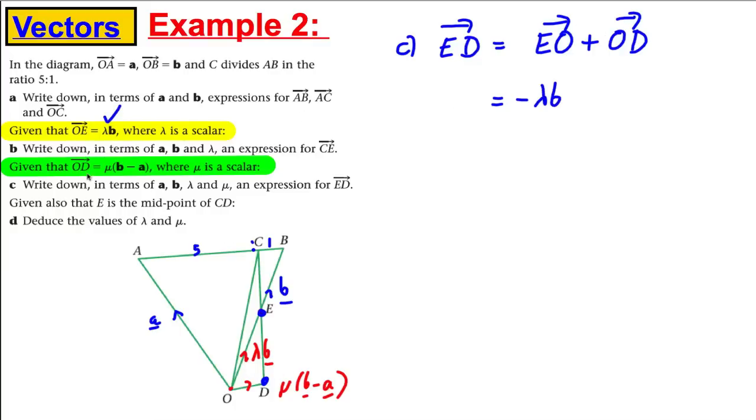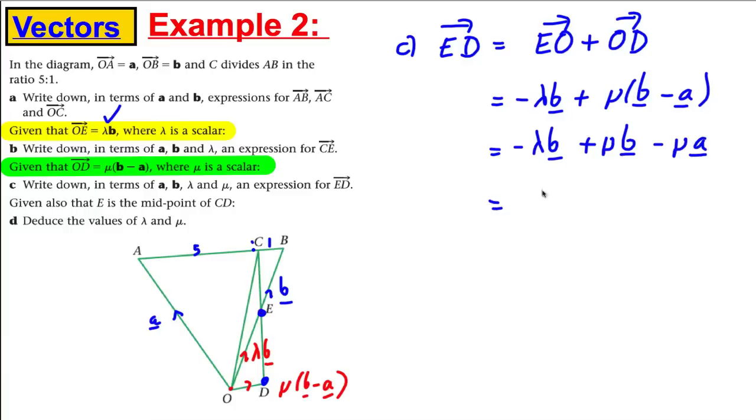And O to D, well, we're told O to D is mu B minus A. Expand it out and tidy up. This is negative lambda B plus mu B minus mu A. How many A's have I got? Well, I've got negative mu A. How many B's have I got? Well, I've got mu minus lambda B's.